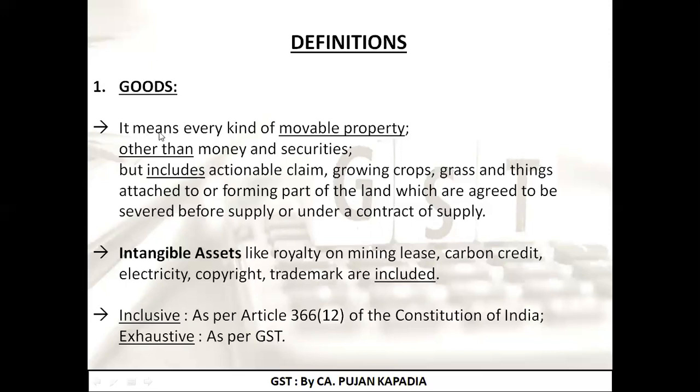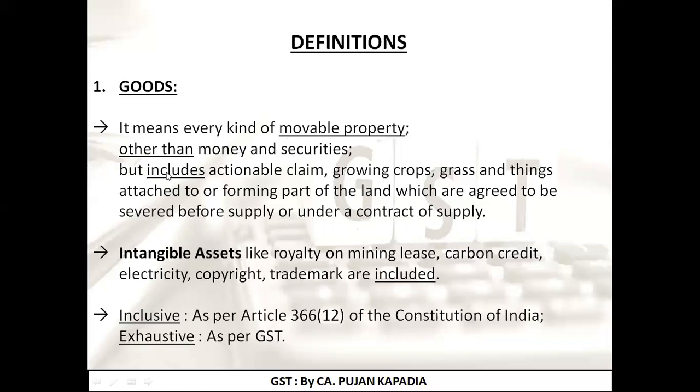First point is it means every kind of movable property. So the first point that is important over here is it should be a movable property other than money and securities. Every kind of movable property, but two things are not included. That is, money and securities are outside the scope of goods. Money is a movable property, but it is totally excluded from this particular definition. So it is other than money and securities.